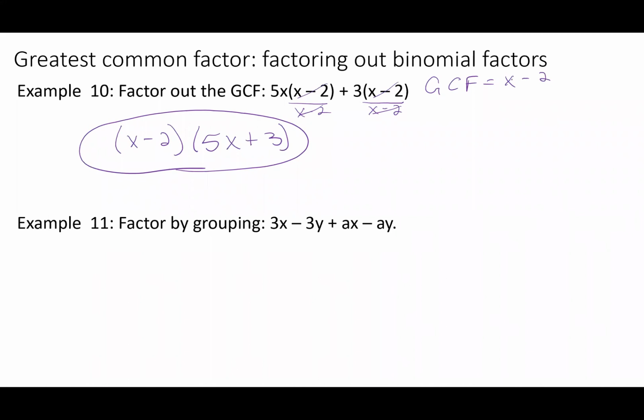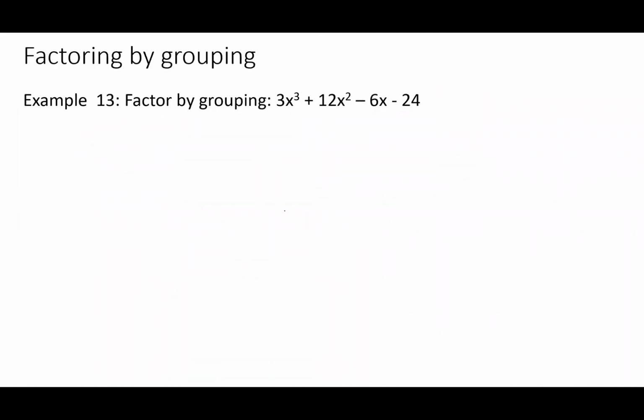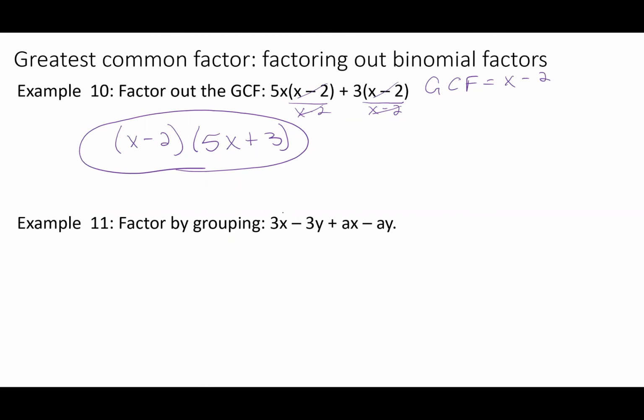When you have 4 terms, 1, 2, 3, 4. And nothing in common in all four, and they tell you to factor by grouping, it means you want to group the first two and you want to group the second two.